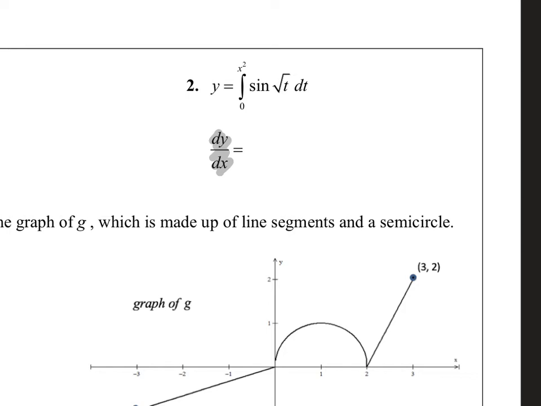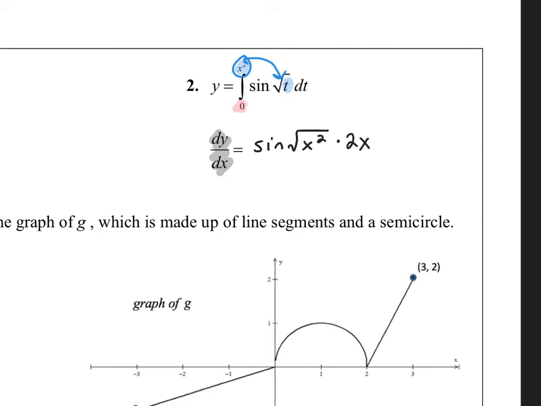I have a lower limit that is a constant. My upper limit is a function of x. What the fundamental theorem says is all I have to do is take that upper limit and plug it into the variable in the integrand, which is this t, and then multiply times the derivative of the upper limit, which is times the 2x. And that is it.